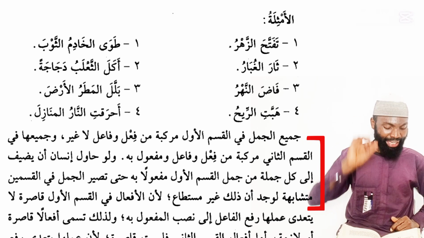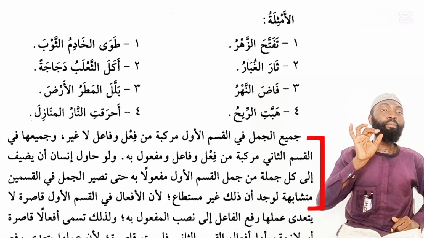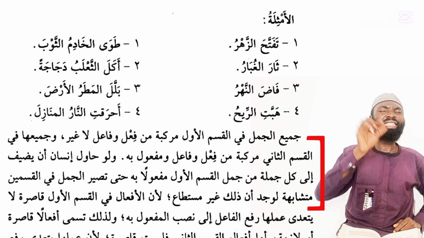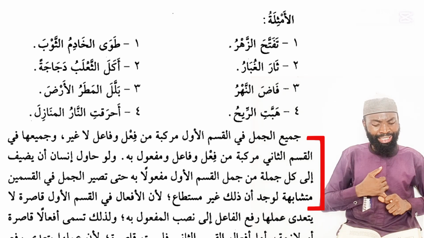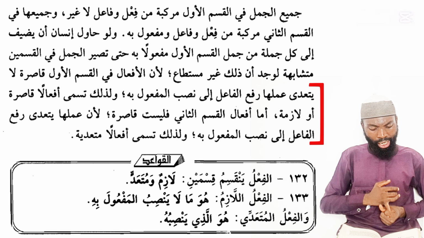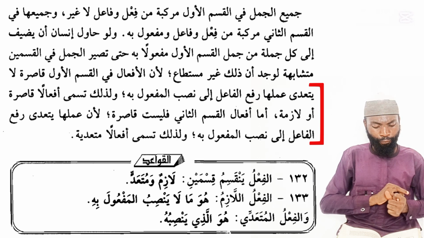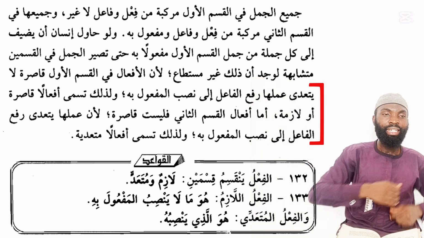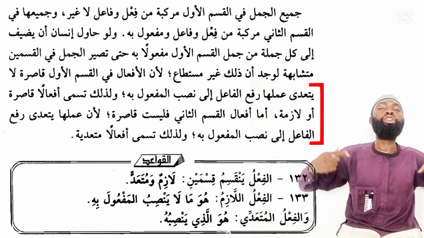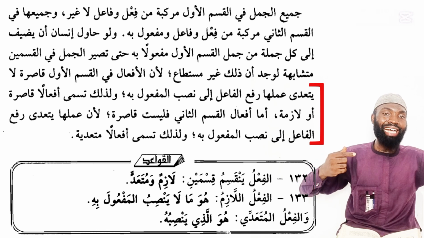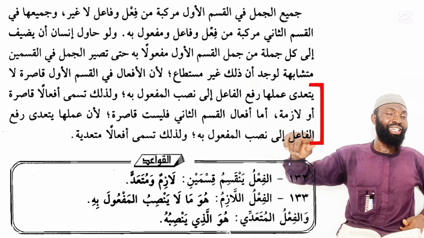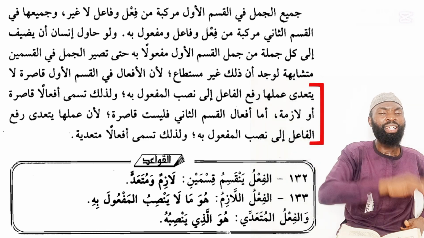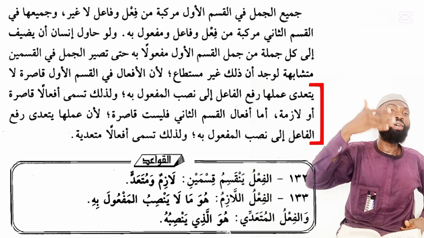Because the verbs you find in the first column, or in the first section, are qasira, they are limited. Their work does not extend beyond raising the subject to putting the object in the accusative. The work of the verbs in the first column cannot extend the action of the subject to the object. Meaning the action performed in the first sentences cannot be extended to an object.